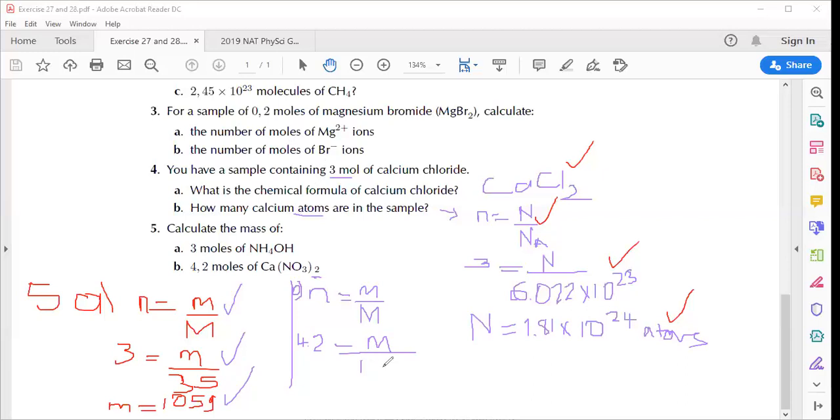Please be careful with this one here, in terms of the number of atoms, especially the ones that are in brackets. Right, then your mass becomes 164 multiplied by 4,2. Your answer is 688,8 grams per mole.